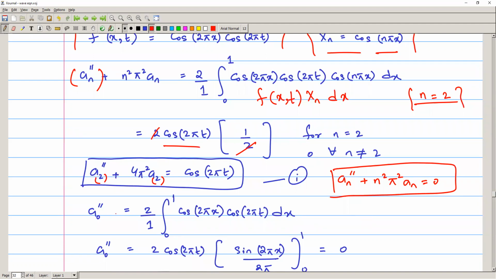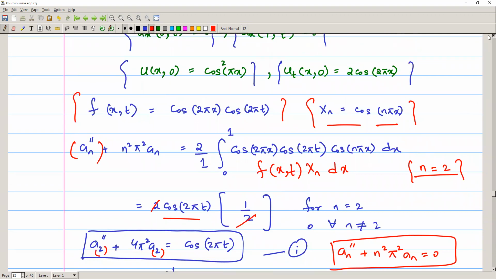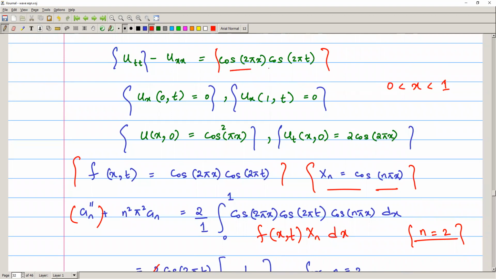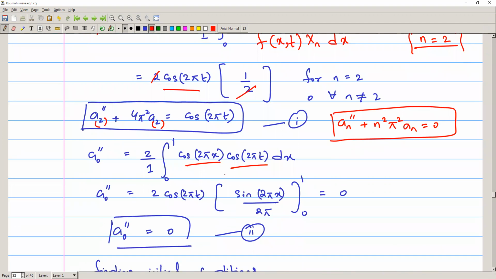Now for a_0 double prime, it will be equal to twice the integral of cosine 2 pi x times cosine 2 pi t dx, because for a_0 double prime we are going to integrate only this function of x comma t, right? Cosine 2 pi t is again a constant, therefore we move it outside, and the value of this integral is 0, because sine 2 pi is 0 and sine 0 is 0. Therefore a_0 double prime is 0, right?